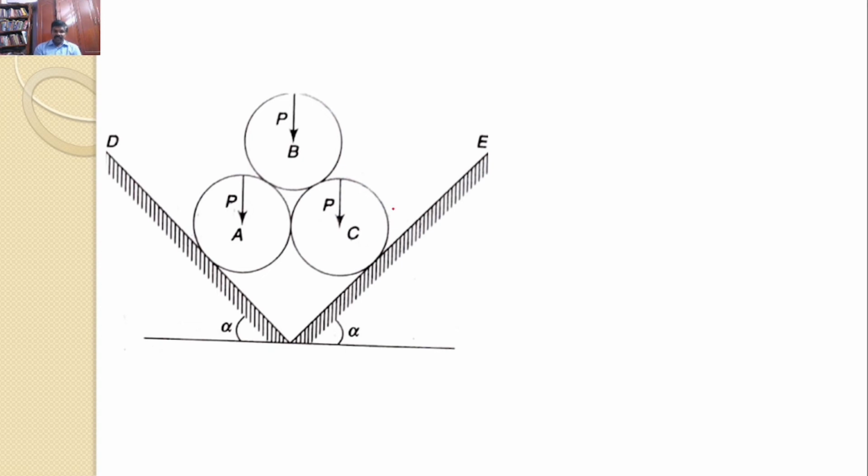If you consider the C cylinder, what are the various forces acting on C cylinder? Of course, the first force is self weight, and there is a reaction force from B, and this RCB we already calculated, which is equal to RBC. And there is a reaction force from this support, which is perpendicular to the support, RE. And there is a reaction by cylinder A onto the cylinder C, which is RCA, which is nothing but RAC.